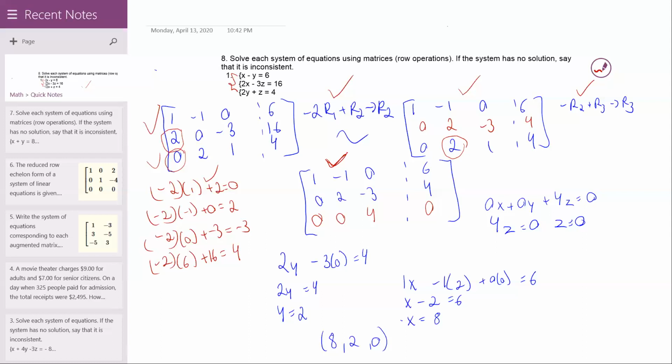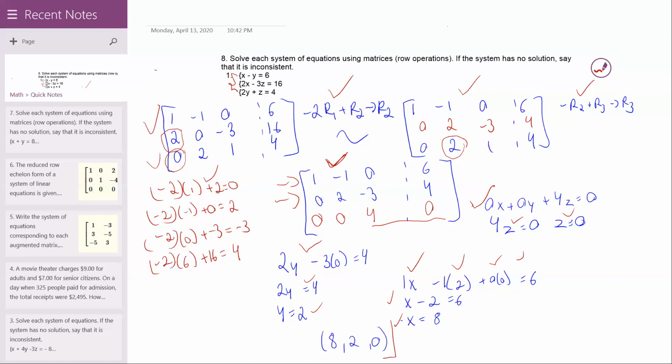So this equation right here translates to this one, which is 0x plus 0y plus 4z equals 0, which means z equals 0. So now we can plug it into this second row, which is 2y minus 3 times 0 equals 4, 2y equals 4, y equals 2. And then we can plug it into this first row, which is 1x minus 1 times 2 plus 0 equals 6, which is x minus 2 equals 6, x equals 8.